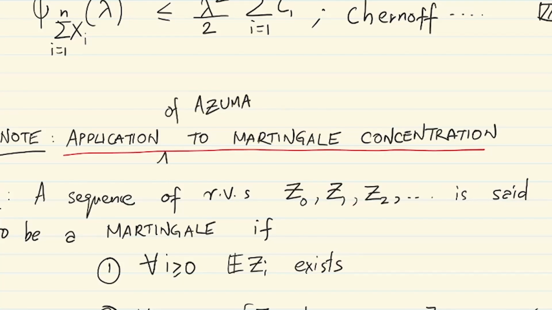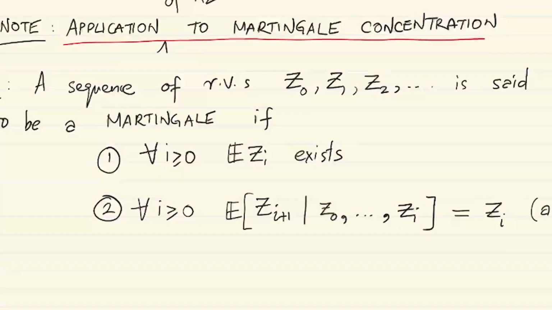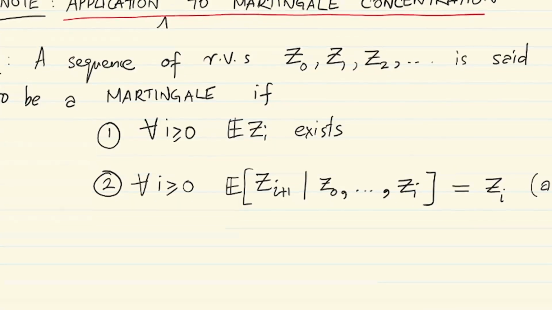So we're going to apply Azuma to come up with what is called martingale concentration, an example of a martingale concentration result. To set that up, let's first define what a martingale is. In our context here, a sequence of random variables z0, z1, z2 and so on is said to be a martingale if two conditions are satisfied. Firstly, that all of these random variables have finite expectation. The second, more critical property is that the expected value of any of them given all the previous ones is equal to the most recent one, zi. Okay, so expected value of zi plus 1 given all previous random variables up to zi is equal to zi.